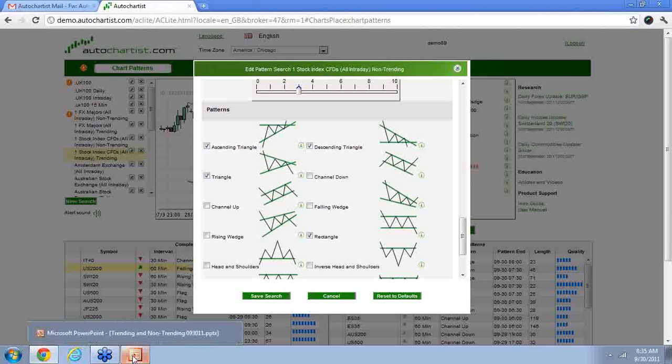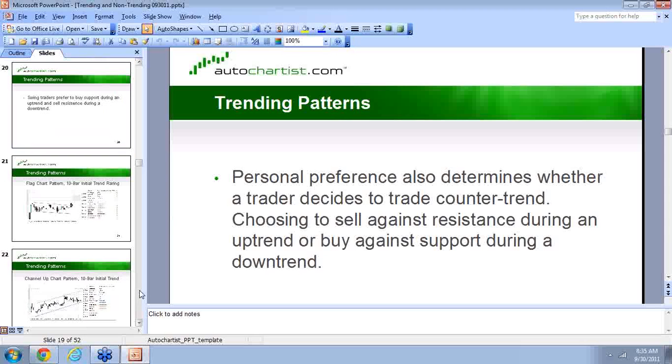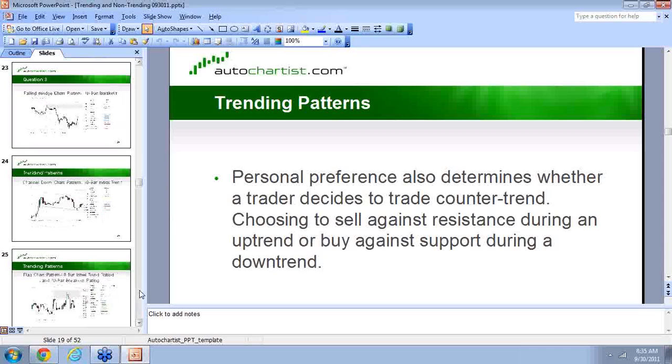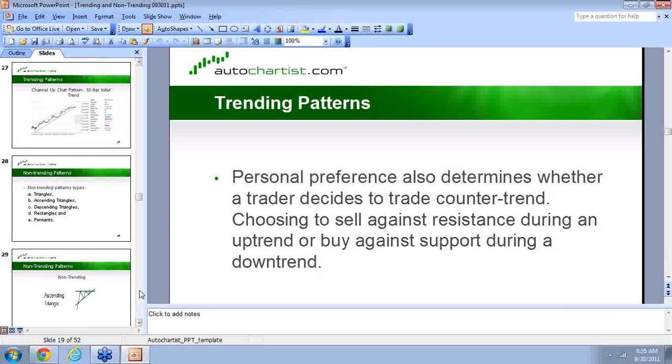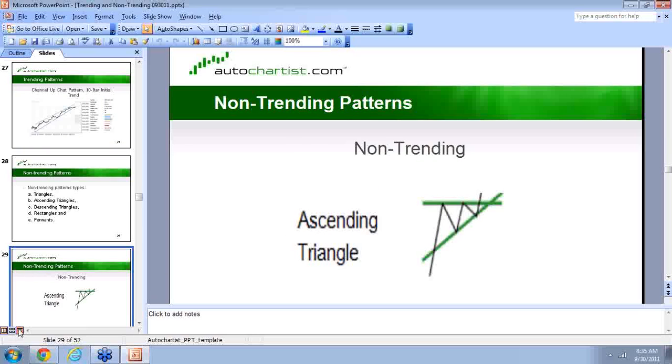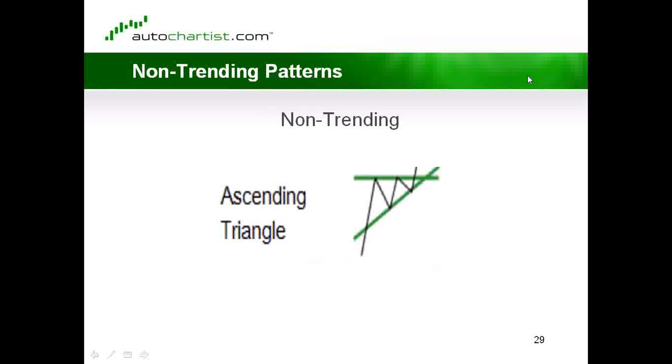Now I'll move back quickly to this PowerPoint slides, and I'll go to the non-trending patterns, and what we'll do is I'll show you up close what a non-trending pattern looks like. So in this case, here's a non-trending pattern which is called the ascending triangle. You can see that there's a strong initial trend into it, and then it slowly started to show a compression of support and resistance. As this market begins to compress, it's almost pinpointing or telegraphing you that a breakout is coming. Okay, that's the characteristic of a non-trending pattern.